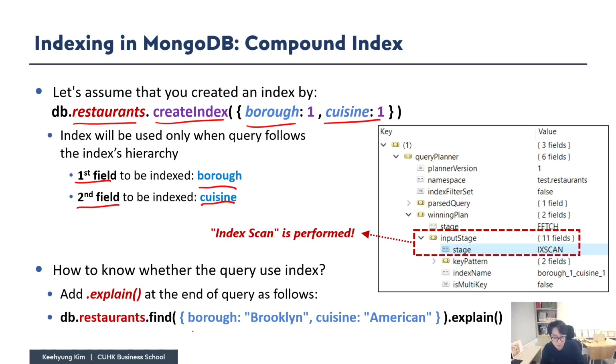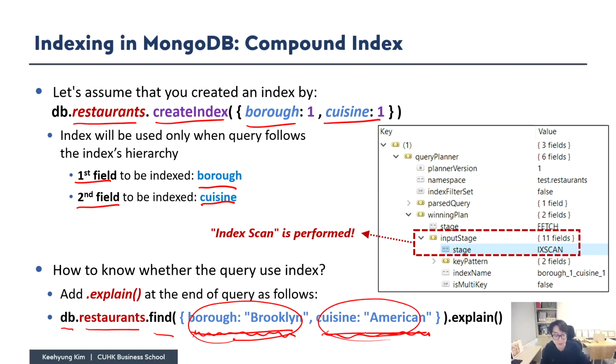So basically, something like this. In this query, we use borough: Brooklyn and cuisine: American. This is the query on the database's restaurant collection. We want to find the documents where borough is Brooklyn and cuisine is American. So we use borough as the first level and cuisine as the second level. In this case, it's consistent with the hierarchy in this index. So when you design a query which follows the same hierarchy of the fields, it will use the index.